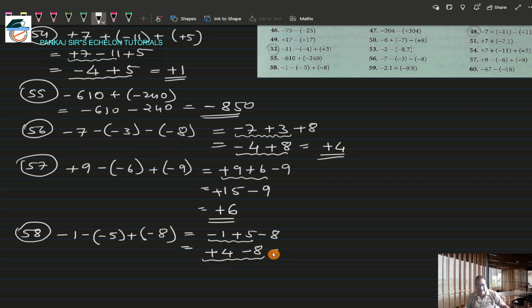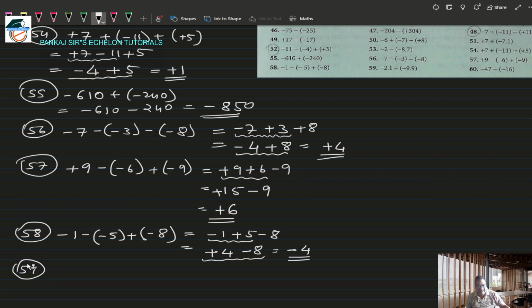Now I'll work out this, and again this is two directed numbers with opposite sign, so I'll take the minus sign because that is the sign of the bigger number. Then 4 I'll subtract from 8, that will be 4. This is the answer. Now 59.